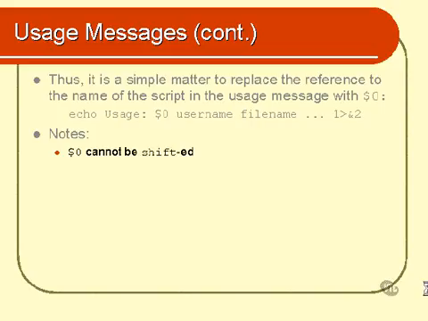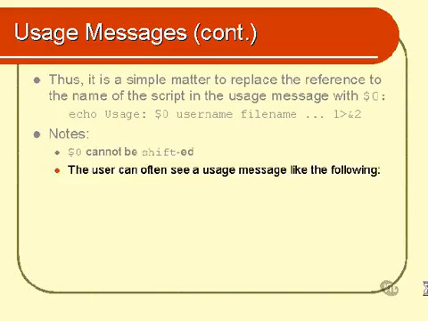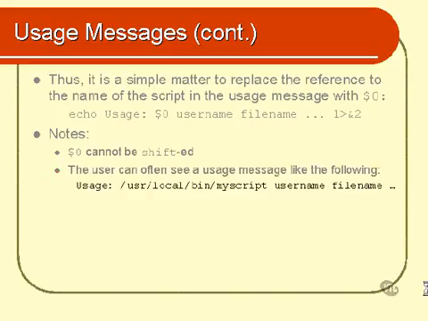It's also interesting to keep in mind that the user can often see a usage message. If you use the $0 option just like this, you can end up with usage messages that look like the following. Usage: /user/local/bin/myscript, and then the rest of the usage message. Now, that's probably quite accurate if that happened to be the way they called it. They may have actually typed that in on the command line. But it doesn't make for a very user-friendly usage message.